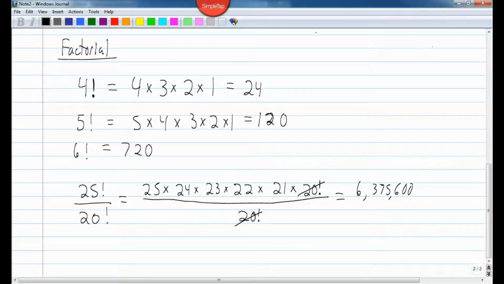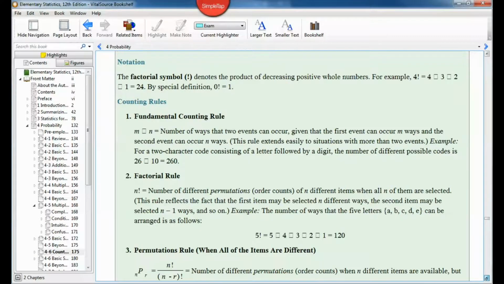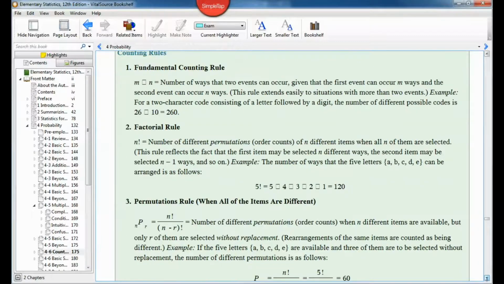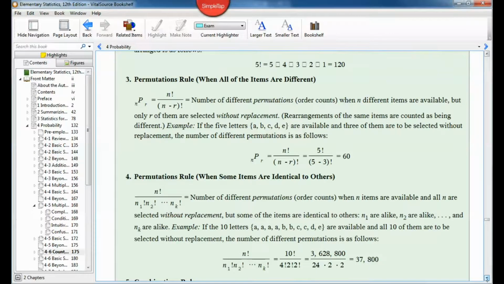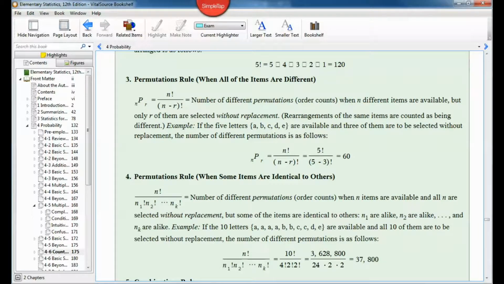Okay. So the formulas that you use for permutations and combinations are listed on page 196. Let's first look at the formula for permutations when all of the items are different. That would mean each item that you're selecting, that you could possibly select, is different.